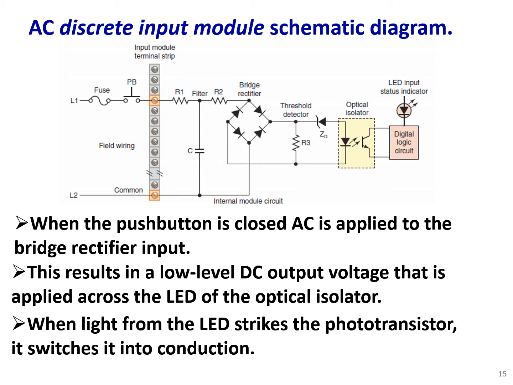circuit. When the push button is closed, AC is applied to the bridge rectifier input. This is a bridge rectifier input. This results in a low-level DC output voltage that is applied across the LED of the optical isolator. So here is the LED inside the optical isolator, and here we have a receiver on the other side. When light from the LED strikes the photoresistor, it switches it into conduction.